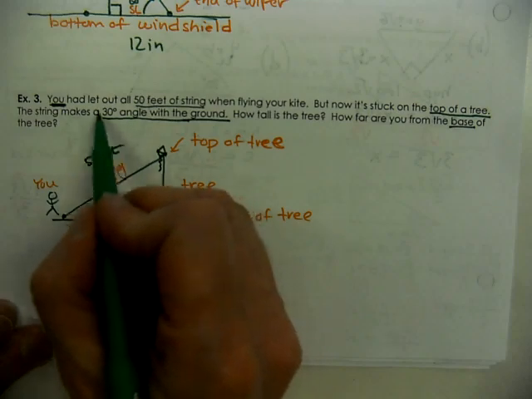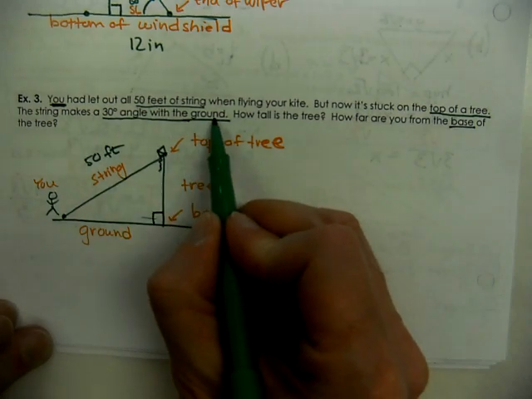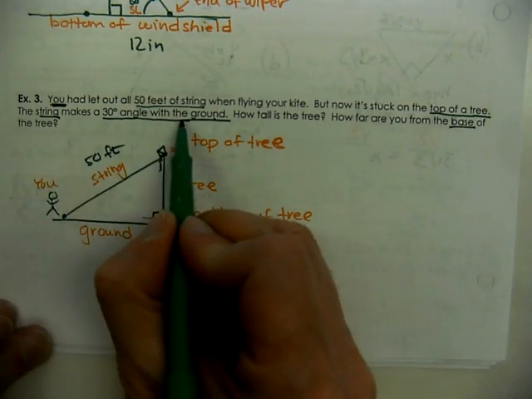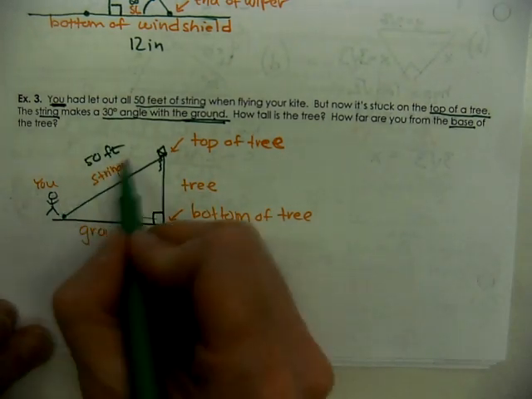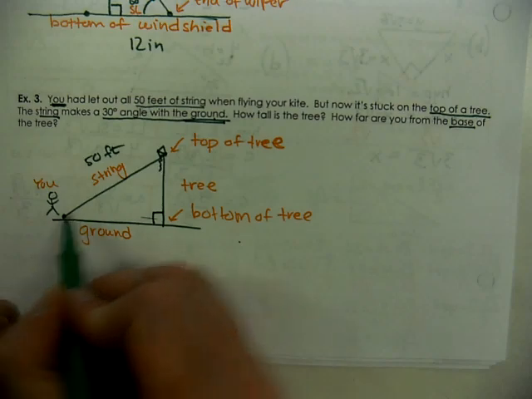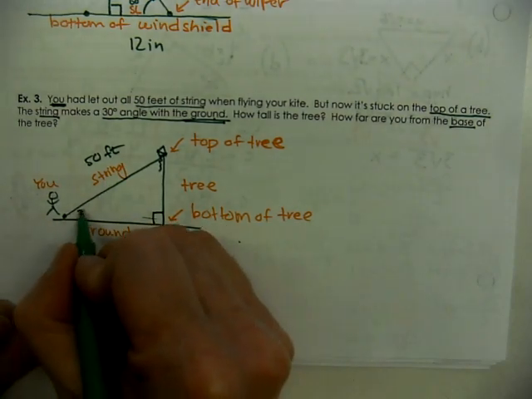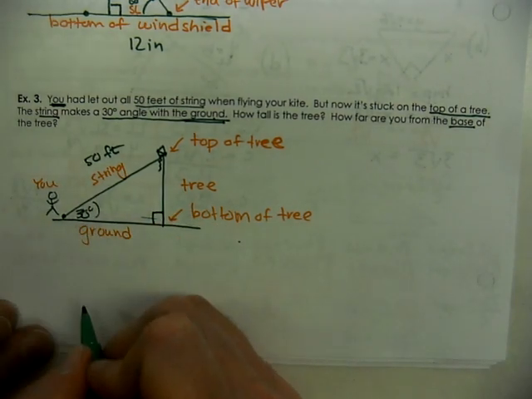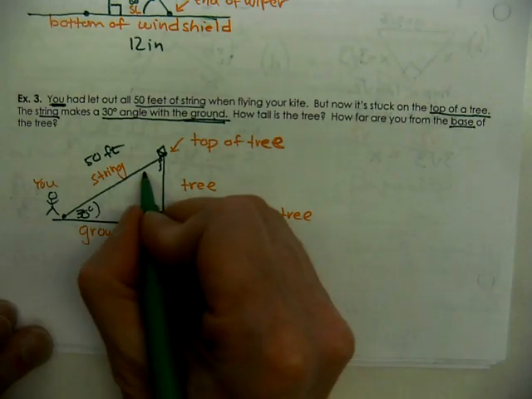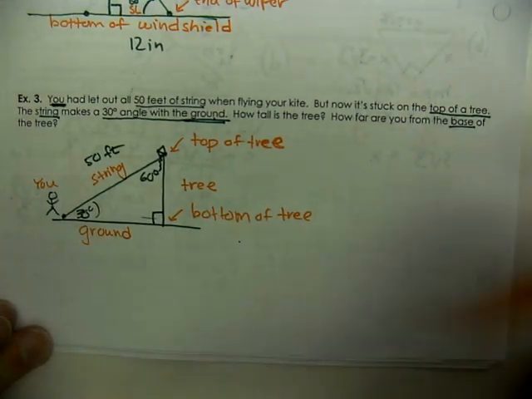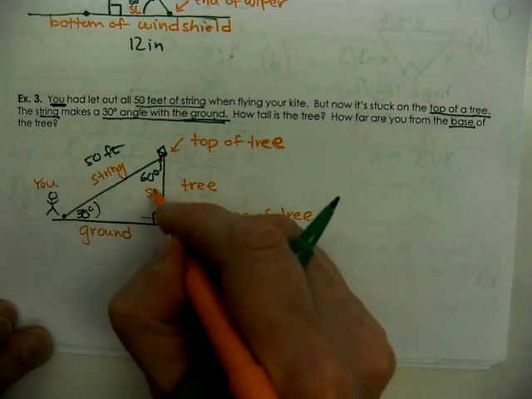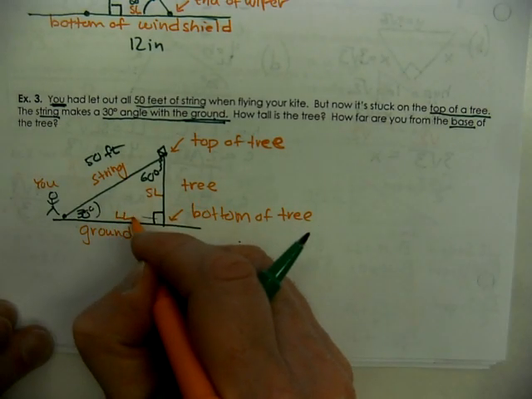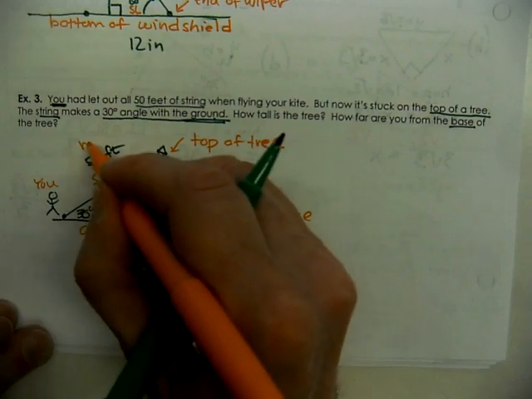We also have this 30-degree angle with the ground. So the string and the ground are where the 30-degree angle belongs. So here's the string, here's the ground, and where the string and the ground meet, that's our 30-degree angle right there. So if that's 30 degrees, that's 90 degrees, that has to be 60 degrees. So now opposite the smallest angle is the shortest side, so that's our short leg. The ground is the long leg. And of course the string is our hypotenuse.